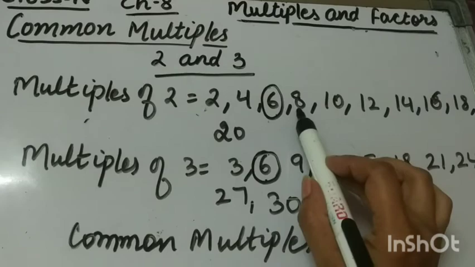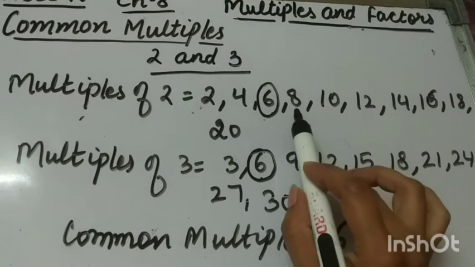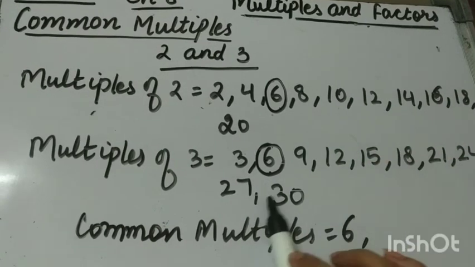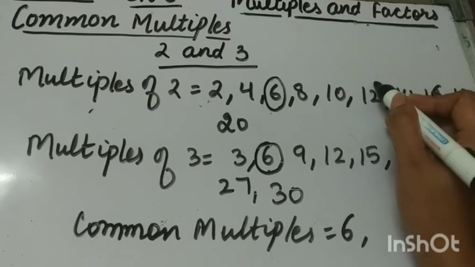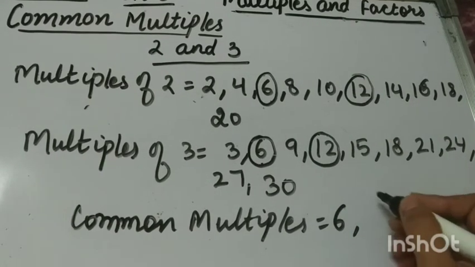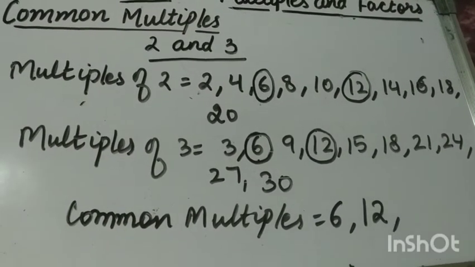Let's check. 8. 8 is not in 3, that means 8 is not a common multiple of 2 and 3. Next 10. 10 is also not in 3. Next 12. 12 is in both 2 and 3. 12 is in 2 and 12 is in 3, that means 12 is a common multiple.